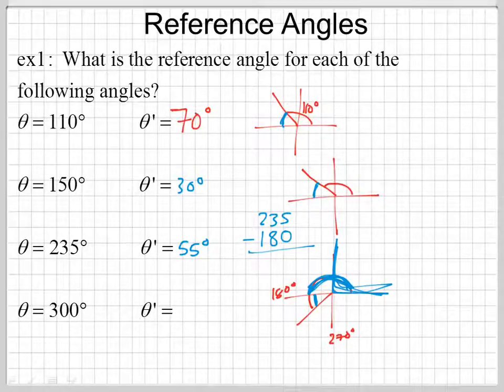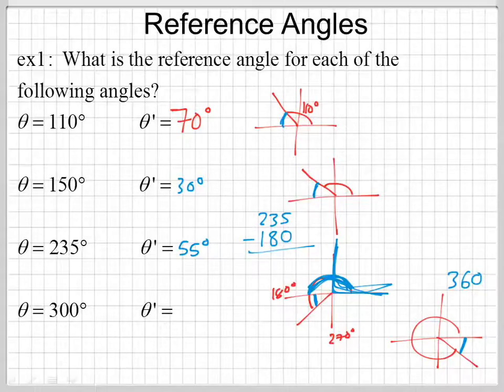Okay, so for 300 degrees, that's going to take us all the way into the fourth quadrant. And so in order to find this angle right here, we're going to have to go 360 minus that angle, which is 300. So what do I get? 60 degrees. Okay, now somebody asked me a great question. They said, what if you have to go around like 3 times? Okay, so let's do an example of that.